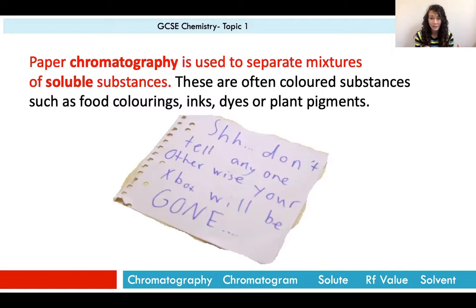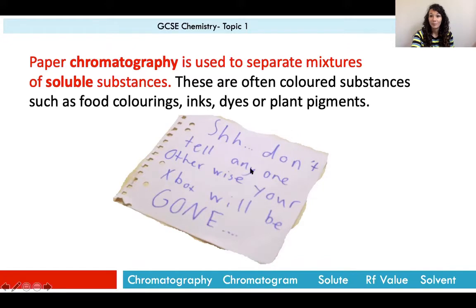So moving on then to look at chromatography. Paper chromatography is used to separate mixtures of soluble substances. The substances need to be soluble because they need to be able to dissolve in water and move up the paper with the water. These are often coloured substances like food colouring or ink or dye, or we can use plant pigments like chlorophyll.